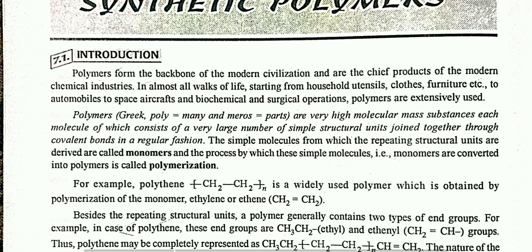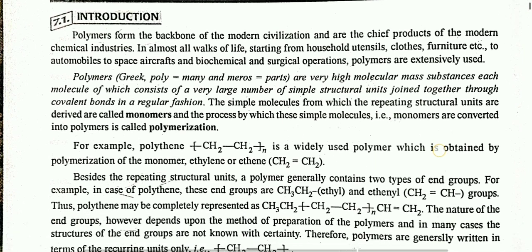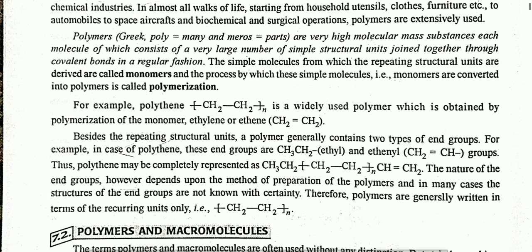Polymers are extensively used. Polymer, from the Greek words poly meaning many and meros meaning parts, are very high molecular mass substances, each molecule of which consists of a very large number of simple structural units joined together through covalent bonds in a regular fashion. The simple molecules from which the repeating structural units are derived are called monomers, and the process by which these monomers are converted into polymers is called polymerization. For example, polythene is a widely used polymer which is obtained by polymerization of monomer ethylene or ethene.